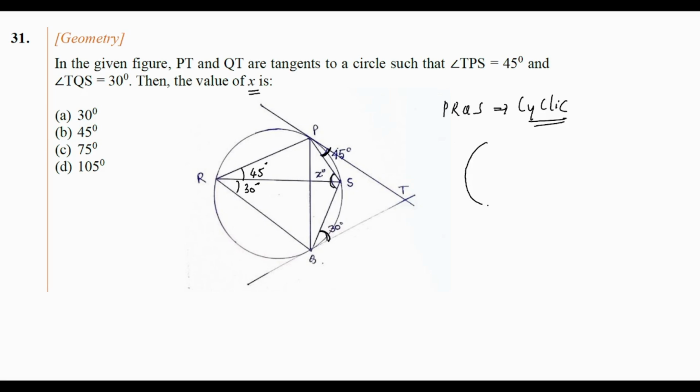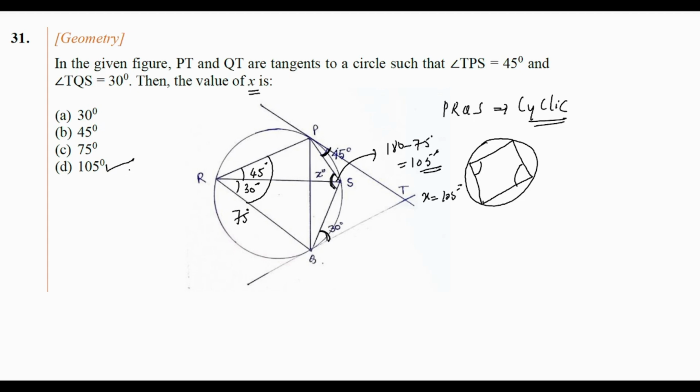So what is the property of a cyclic quadrilateral? A very important property, children: opposite angles of a cyclic quadrilateral are supplementary. This angle plus this angle is equal to 180 degrees. So this total angle I got as 75 degrees because 30 plus 45. So this angle is 180 minus 75, that is equal to 105. So X is equal to 105 is the right answer, that is option D. Clear? Let's move to the next question now.